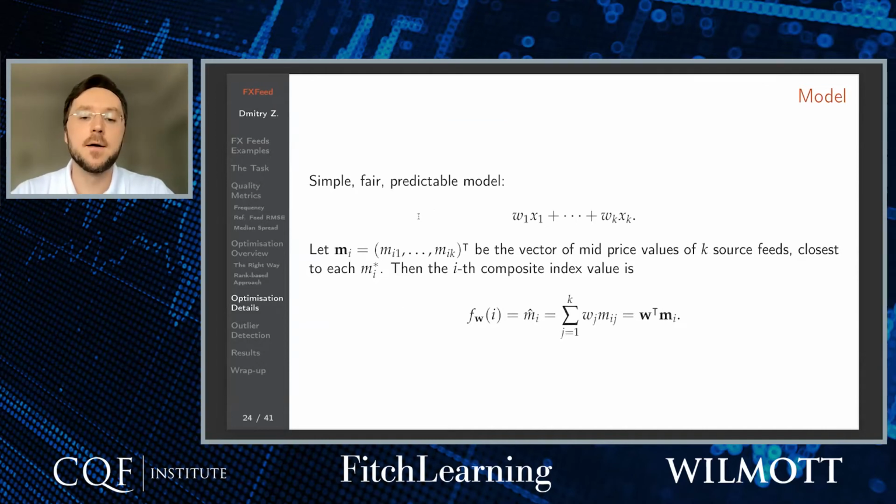Speaking about the model, I think you'd agree that weighted average meets the requirements of being simple, fair, and predictable. And for the purpose of optimization, that's the function that we compute. So at each step, let's call it time step i, we have k different mid prices, one for each source. And then we compute our estimate as simply the weighted average for a particular value of parameter vector W.